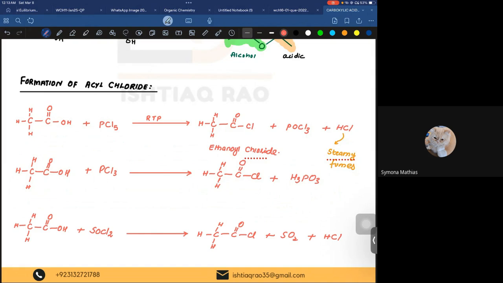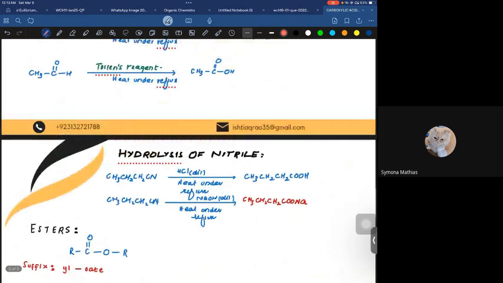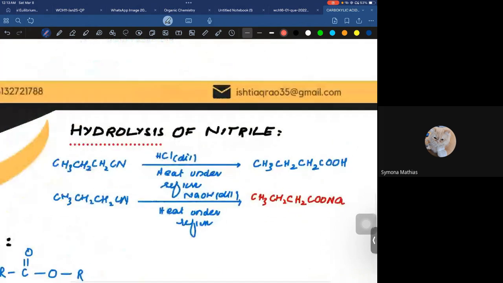Then, this is also one of the preparations of carboxylic acid. I told you we can oxidize alcohol, and we can oxidize aldehyde. We can also hydrolyze a nitrile compound. Nitrile means CN. If you hydrolyze it, again you will get carboxylic acid.